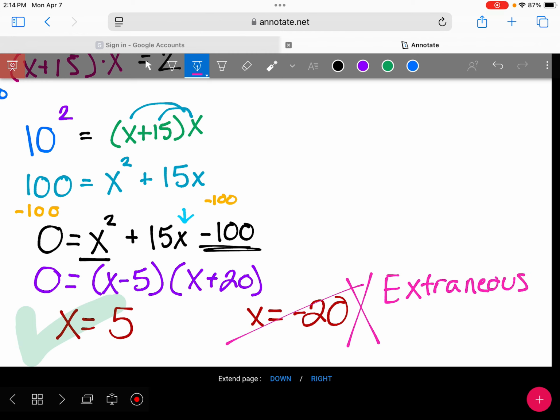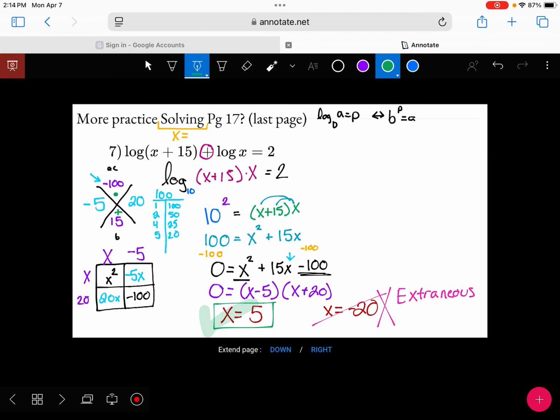So this is not a valid solution. X equals negative 20 is not a solution. Our only actual solution here is the x equals 5. We only have one answer. So on these kinds of problems, we can get one answer, we can get 2 answers, we can get no answers. That's entirely possible. Lots of options.